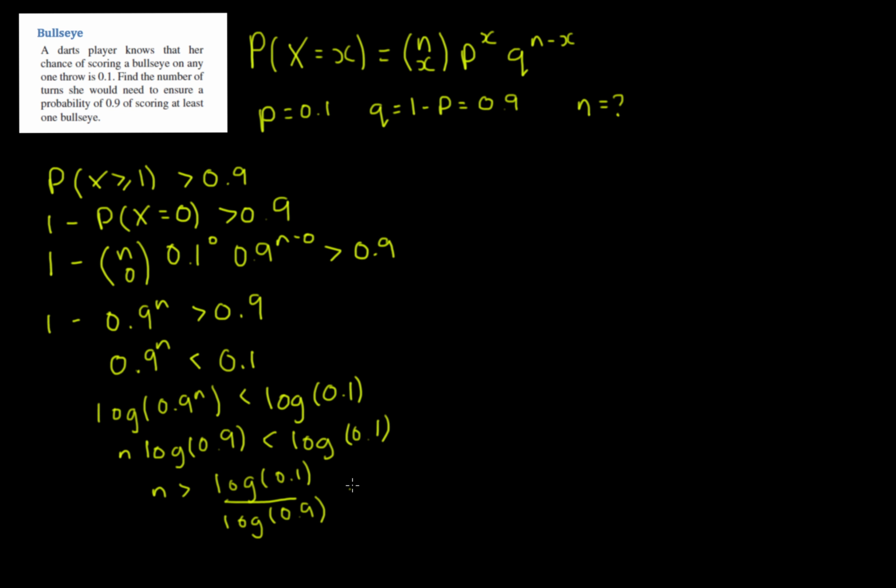And so finally, when we work this out, we get that N must be greater than 21.5. If we round that up, because you can only throw whole numbers of throws, we get N has to be greater than or equal to 22. So therefore, the darts player must throw at least 22 throws to be sure of getting a 90% chance of scoring at least one bullseye.